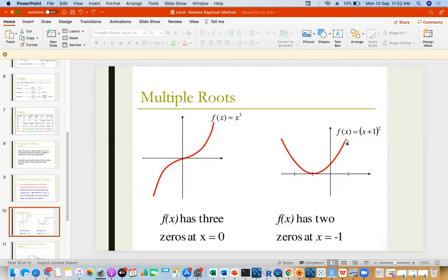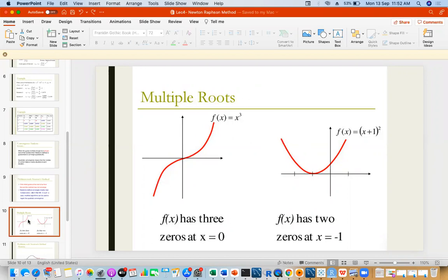Here x plus 1 square, this is the second equation, f of x equal to x plus 1 square. This is a quadratic equation and we have two roots and both of them are at x equal to minus 1. In this case we have problem for convergence, like we will get stuck, and Newton's method will not be the appropriate method for these cases.